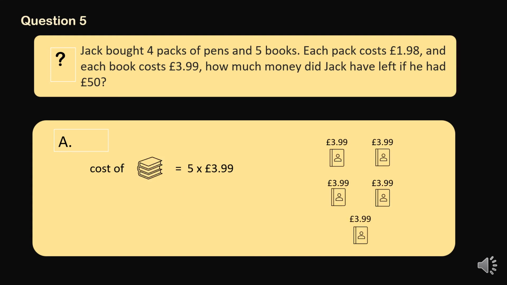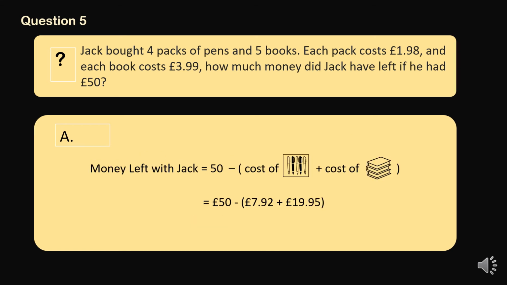Similarly, to find the total cost of books, we either add 3.99 5 times or we use 5 times 3.99. Using the tips mentioned in Money Word Problems tutorial videos, you should know that this equals £20 take away 5p, or 20 take away 0.05, which means the total cost of books equals £19.95. Going back to our main equation, money left with Jack equals £50 take away £7.92 plus 19.95.